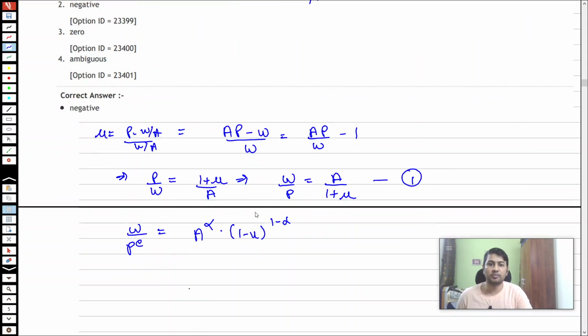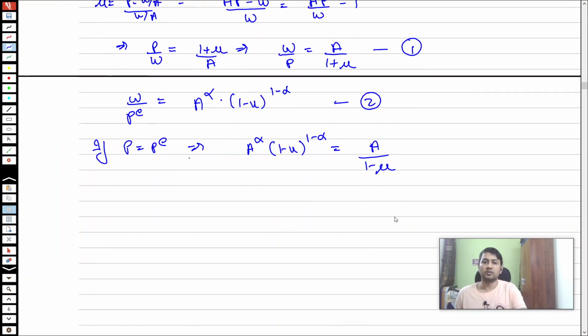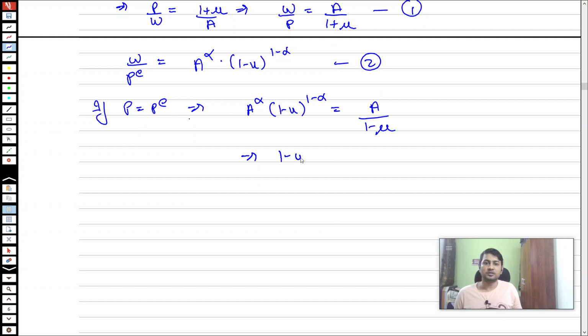Now if P equals PE, what this implies is that A to power alpha into (1 minus U) to power 1 minus alpha must be equal to A upon (1 plus mu), which implies that (1 minus U) to power 1 minus alpha must be A to power 1 minus alpha upon (1 plus mu). Okay, U is unemployment and mu is your markup. So these are different terms.